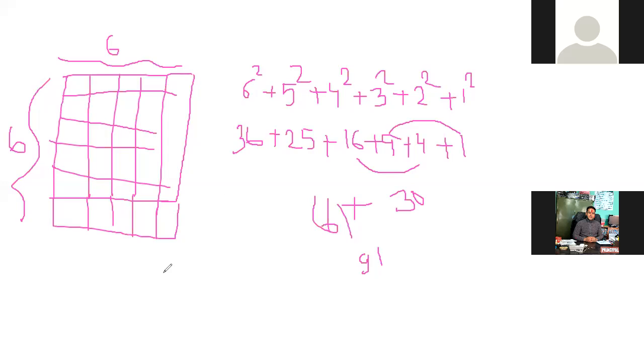So if I give the square of 4 by 4, now what will you do in this shortcut trick? 4 square plus 3 square plus 2 square plus 1 square. It's correct.